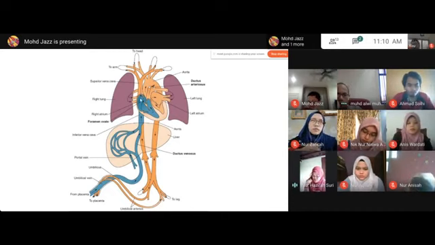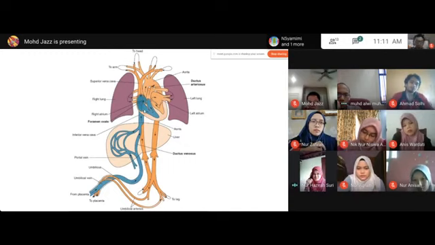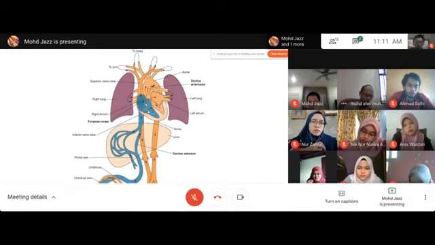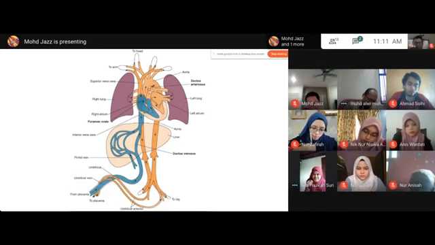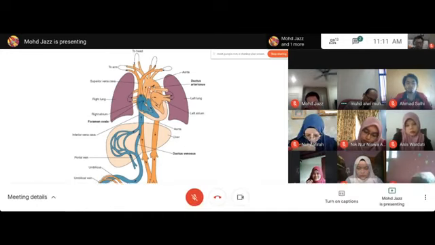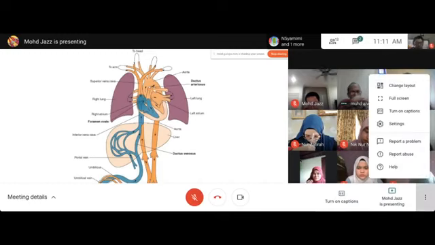So the less oxygenated blood in the superior vena cava will then enter the right atrium, and it will preferentially flow across the tricuspid valve into the right ventricle rather than going to the foramen ovale. From the right ventricle it will be ejected to the pulmonary artery. In the pulmonary artery, only 5% will flow into the lungs.